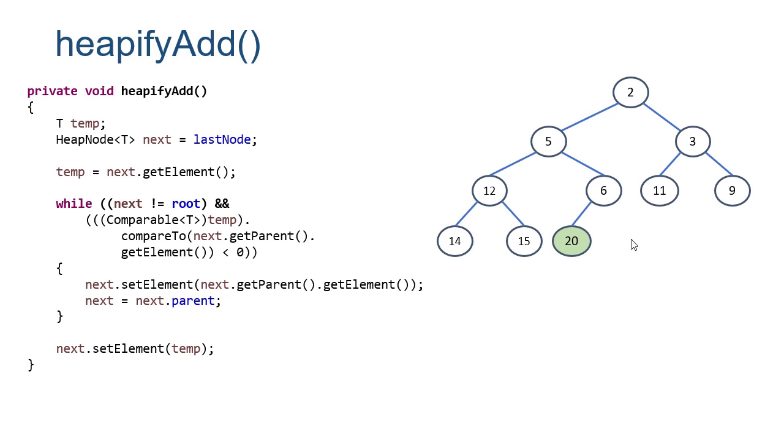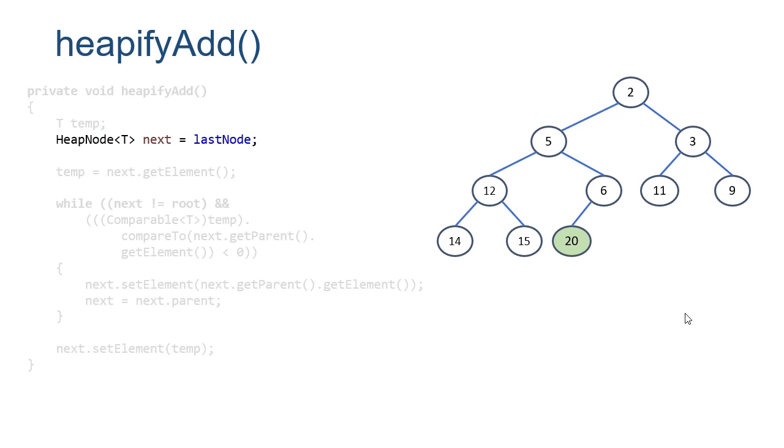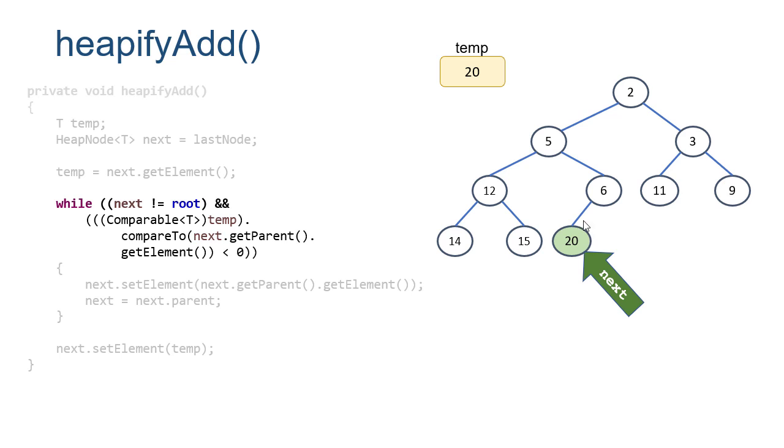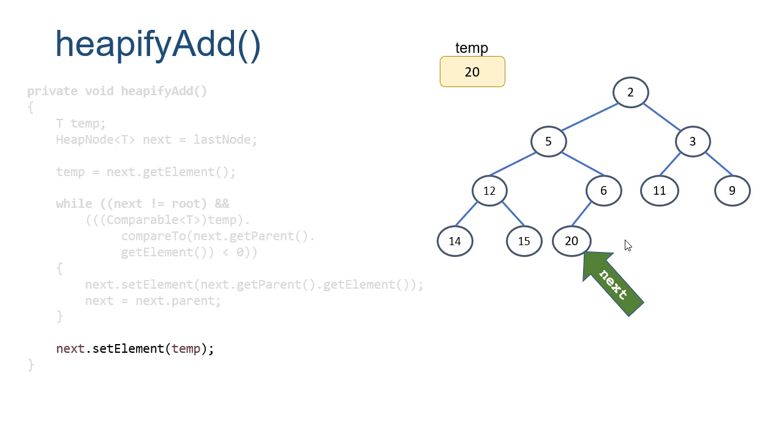So let's say we've added a new node, 20 here at the bottom. So we set next to be that last node, and then we store the element there in a temporary variable. So we're checking to see, is next not the root? And we'll see where that comes into play in a moment. And the next thing we check, is the ordering correct? Is the element we added, which again is temp, less than the parent of next? In which case the ordering is wrong. But here we see that it's not less than its parent. So we exit the loop, and then wherever we've determined next is, we set temp to that.